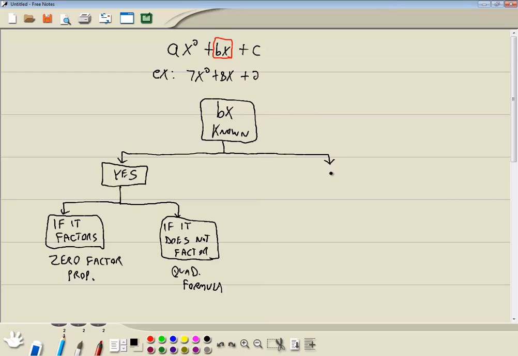Okay, if we don't have the bx, so it's missing from the problem, and what I mean by missing is, if we had a problem that looked like this, 4x squared plus 8. Now we're going to be solving these so that we have this equal to 0. But if you're missing that middle term, then you want to use the square root property. So generally in solving, this is what we're dealing with.